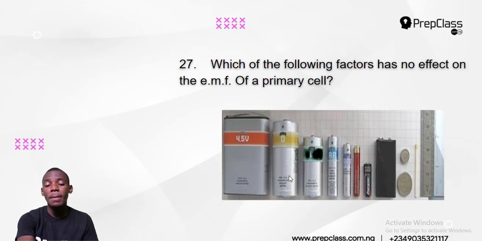First of all, this is a primary cell. These are primary cells. We use them at home. They are non-rechargeable batteries or non-rechargeable cells. We put them in our clock, we put them in our radio, etc. Now, which one affects the EMF? The simple answer is here.